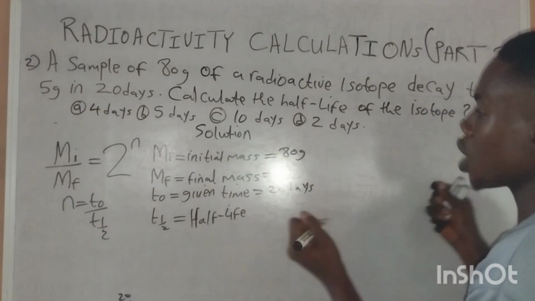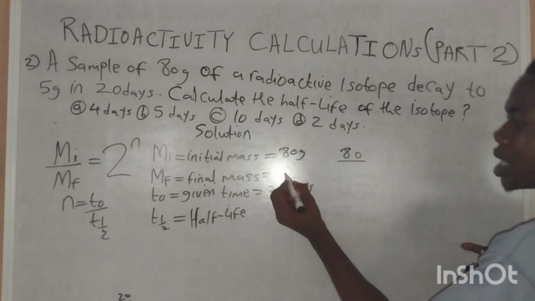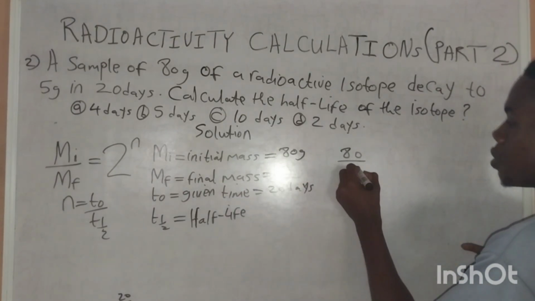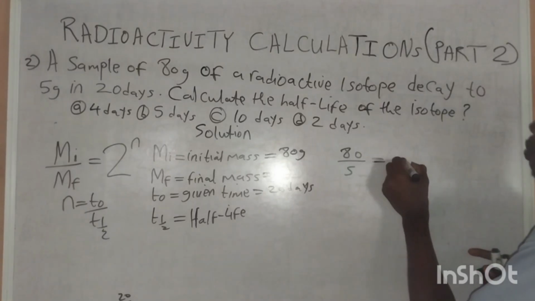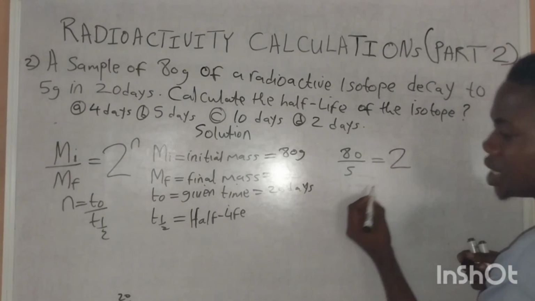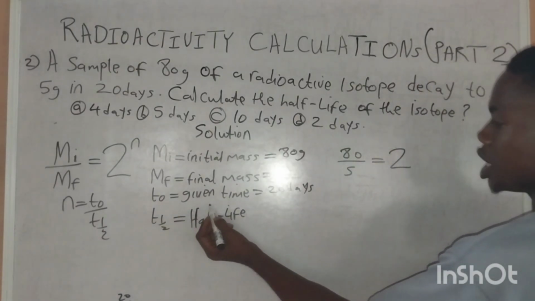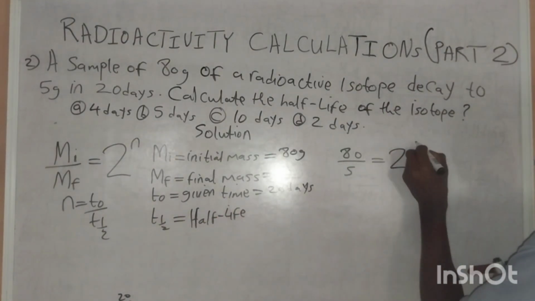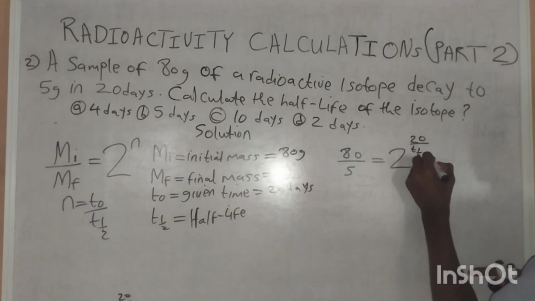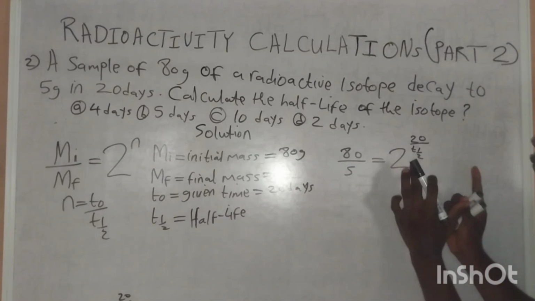So our initial mass happens to be 80, or our final mass, which happens to be 5, equals 2 whole number raised to n, where n is T naught over T half. Now, our T naught is the given time, which is 20, over our half-life, which we are looking for, which is T half. So this is the first step: to impute the values into the formula.